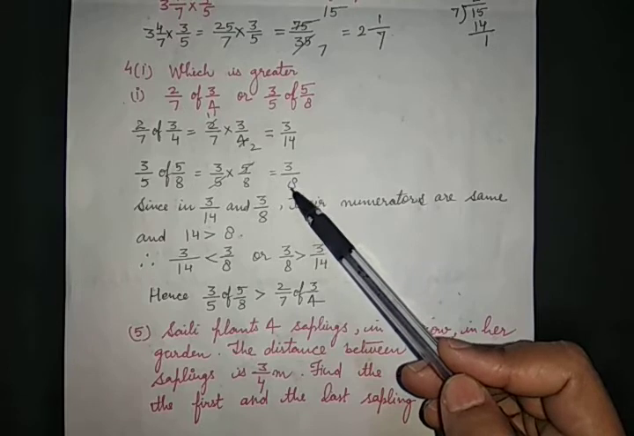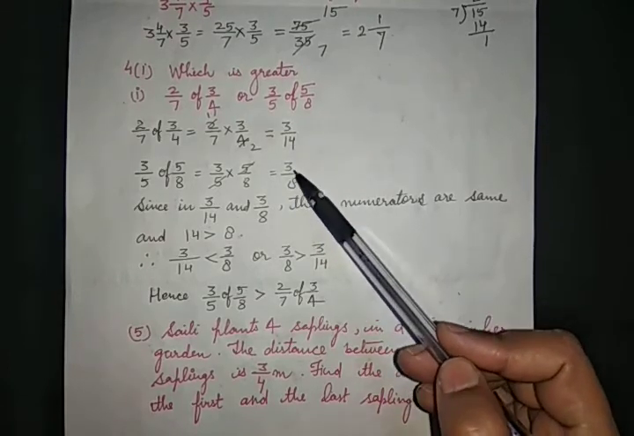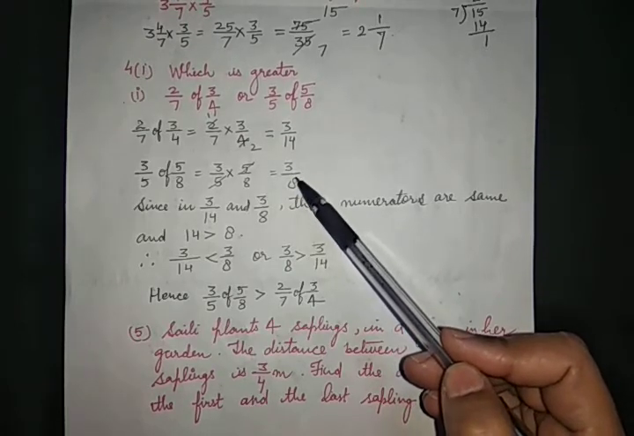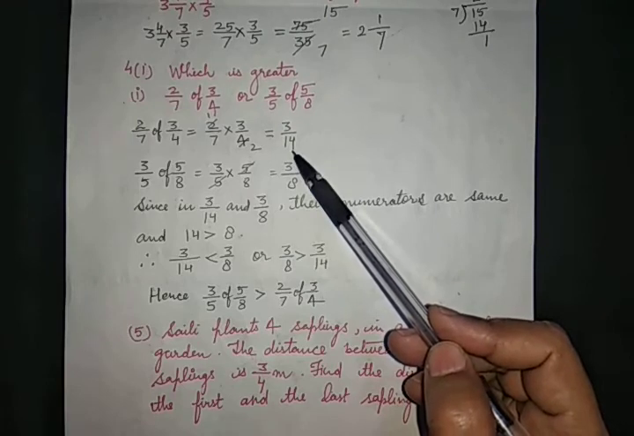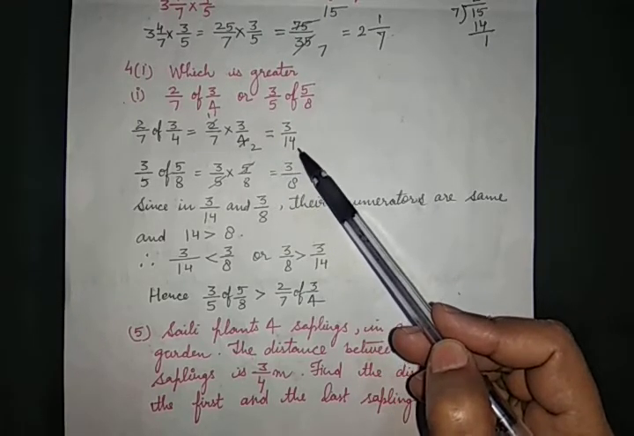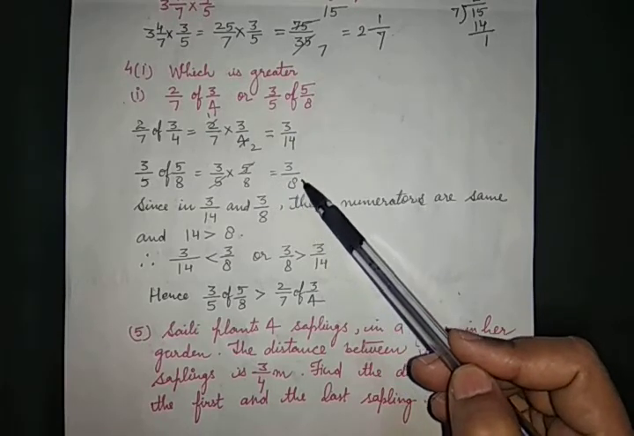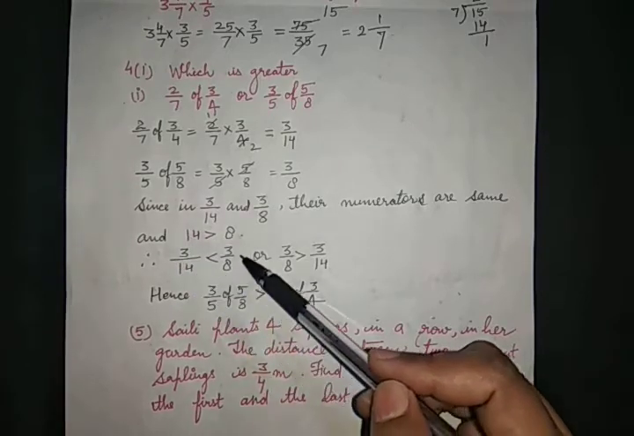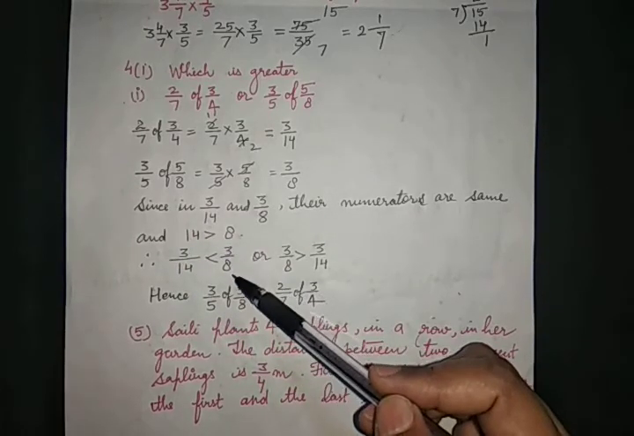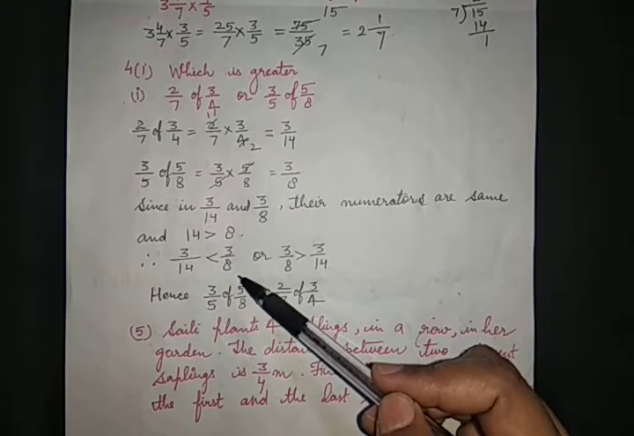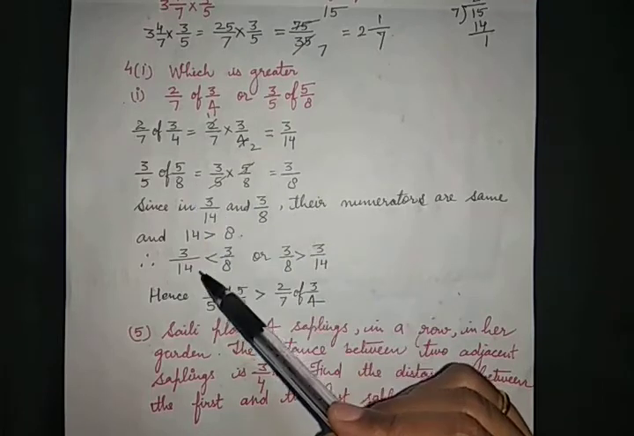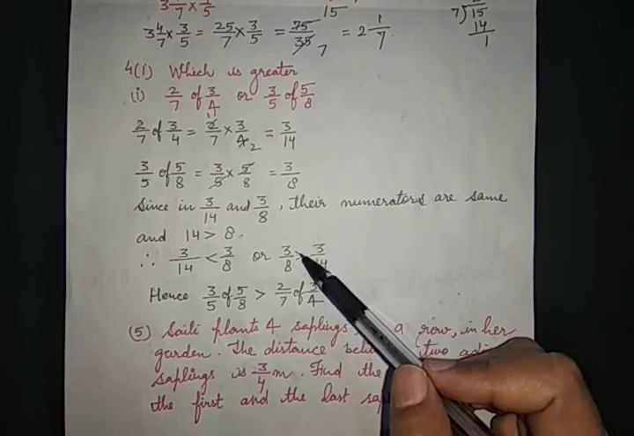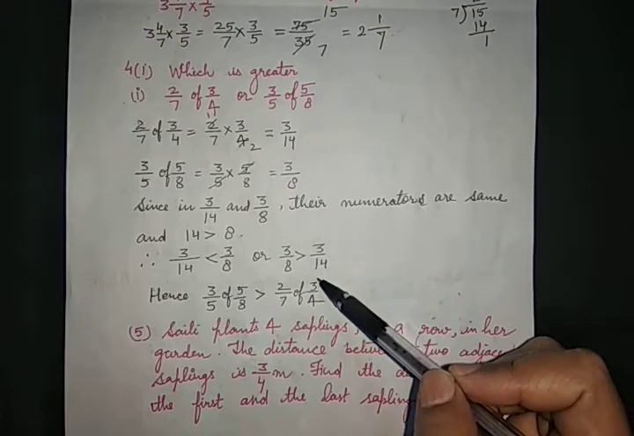You can see here the numerators are the same. If the numerators are the same, then you look at the denominators. Denominator 14 is greater than 8. So you can say 3 upon 14 is smaller than 3 upon 8. But you have to tell which is greater. So the same statement you can write like this: 3 upon 8 is greater than 3 upon 14.